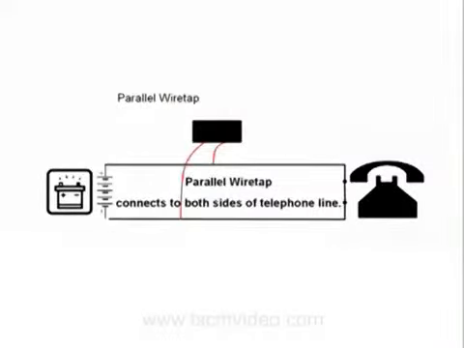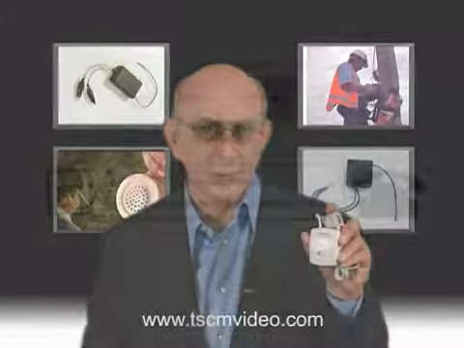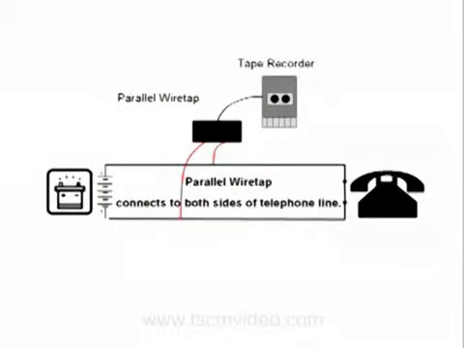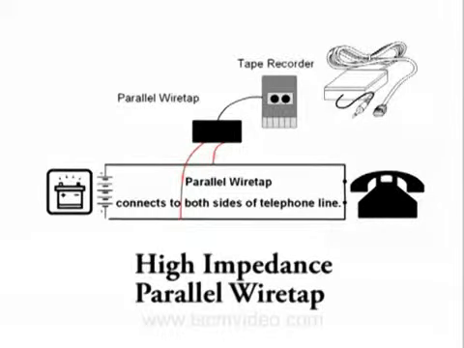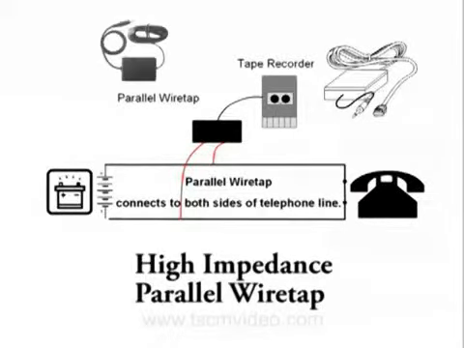The second type of wiretap is a parallel wiretap, which is connected to both sides of your telephone line, as you can see in the illustration. There are several different types of parallel wiretaps, and I want to spend a few minutes on this type of tap. The most common of these is sold right at your neighborhood Radio Shack as a device for recording your own telephone conversations. This type of device is also called a high impedance parallel wiretap because it draws so little current and voltage from the telephone line that even the most sensitive digital meters won't see it.